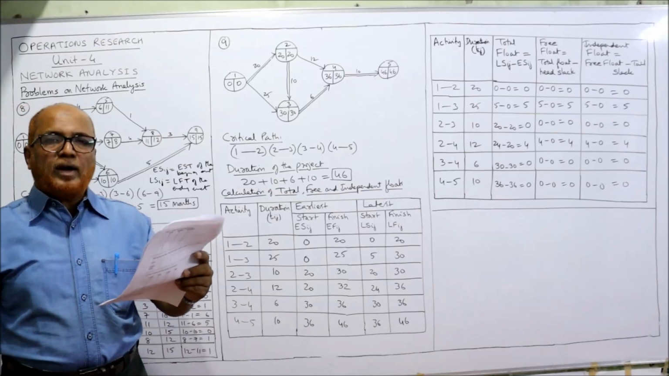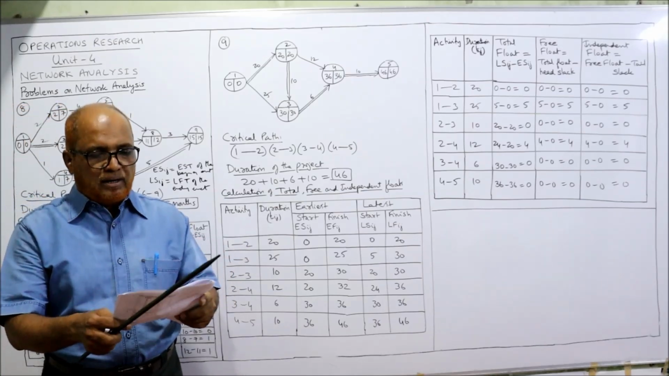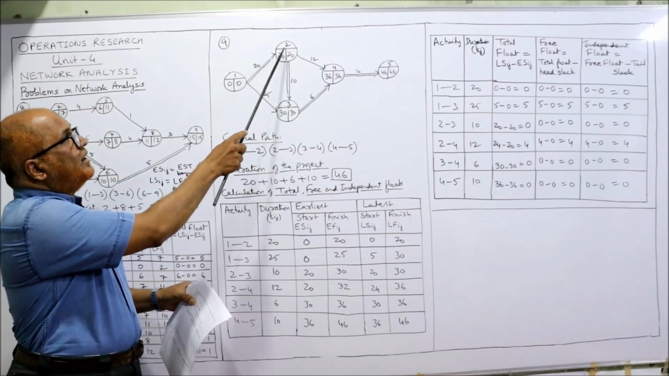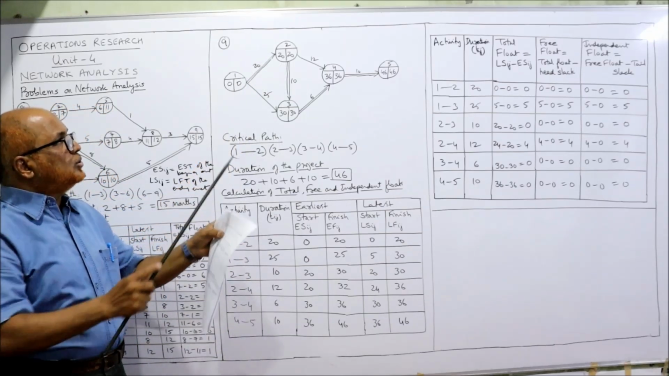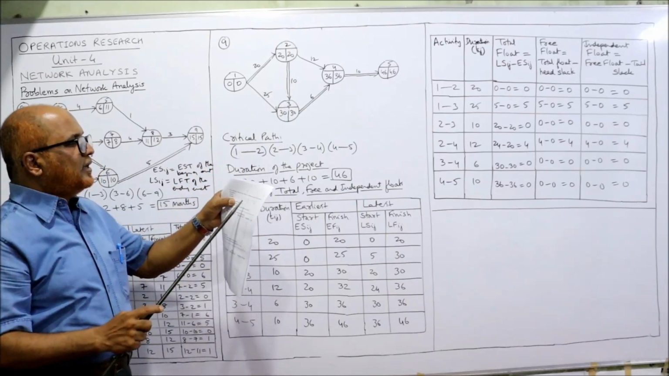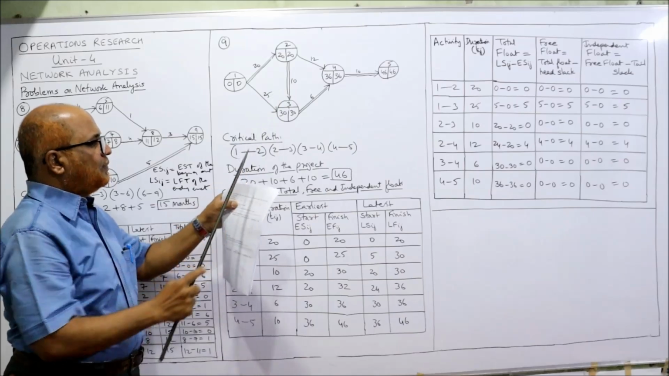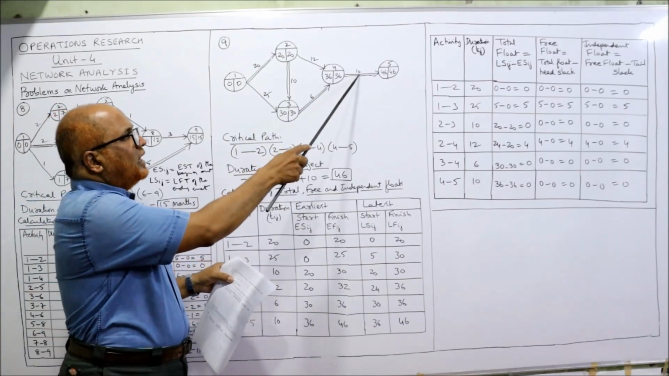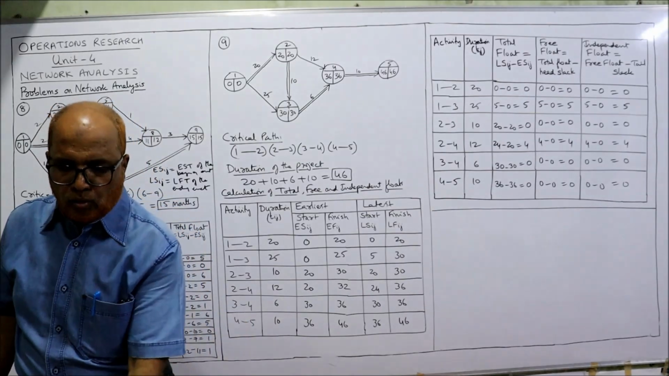Now after drawing the diagram, take the duration values. The duration of 1 to 2 is 20. Then 1 to 3, 25. Then 2 to 3, 10. Then 2 to 4, 12. Then 3 to 4, 6. Last one, 4 to 5, 10. We have taken the durations.